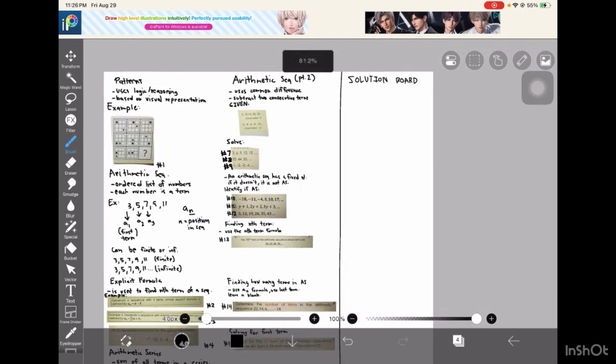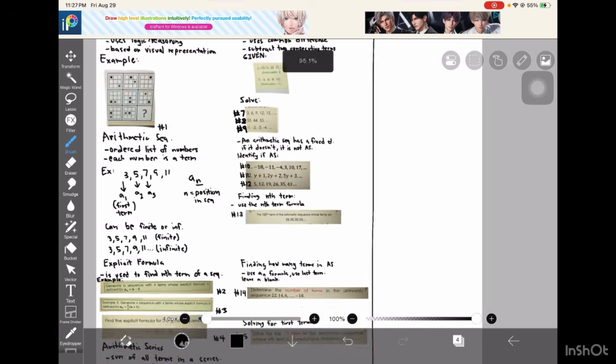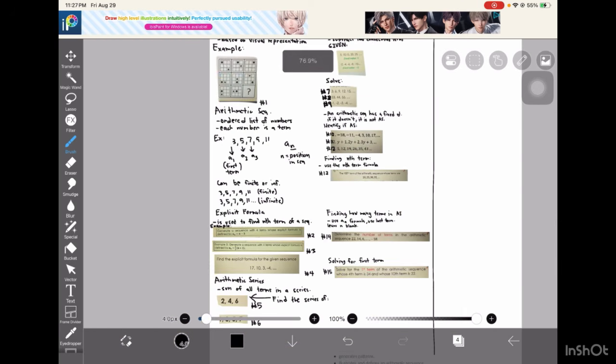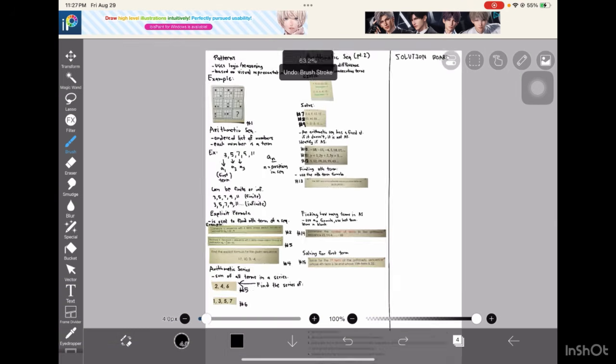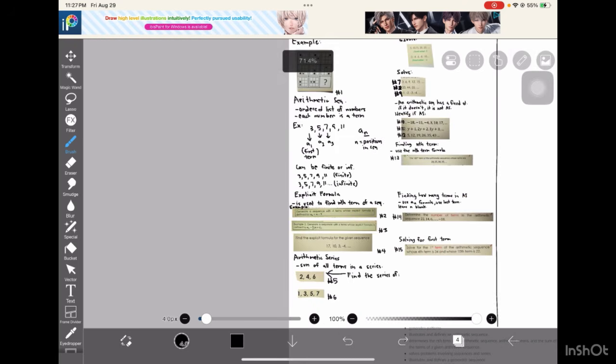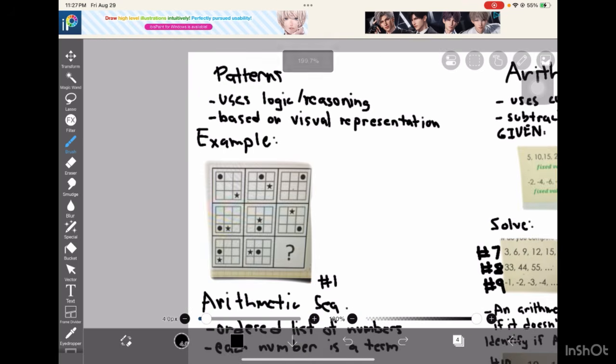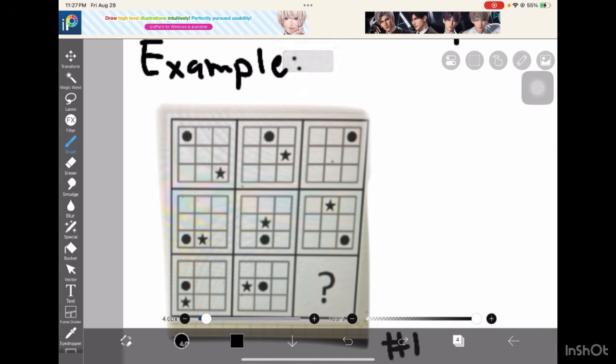By the way, this board is blank so that I have this like a questionnaire and this is our solutions sheet. So we're kind of already simulating the ETA environment. So this is our example here.